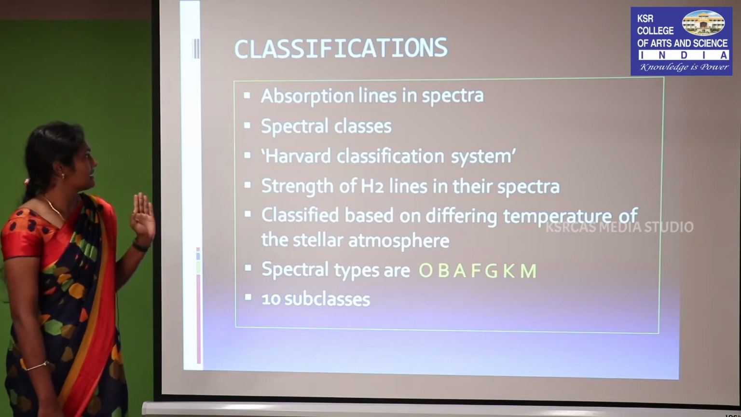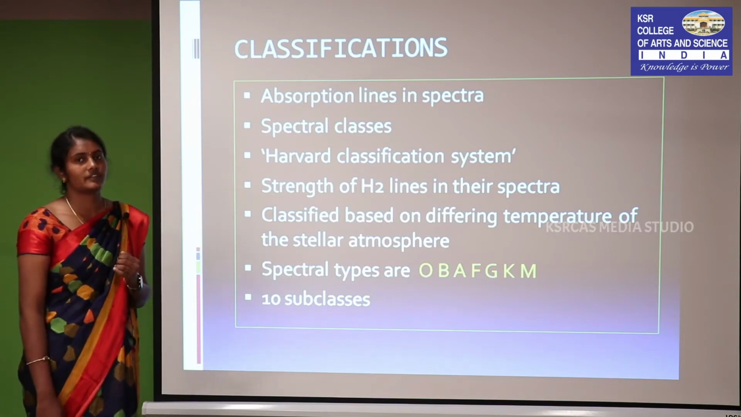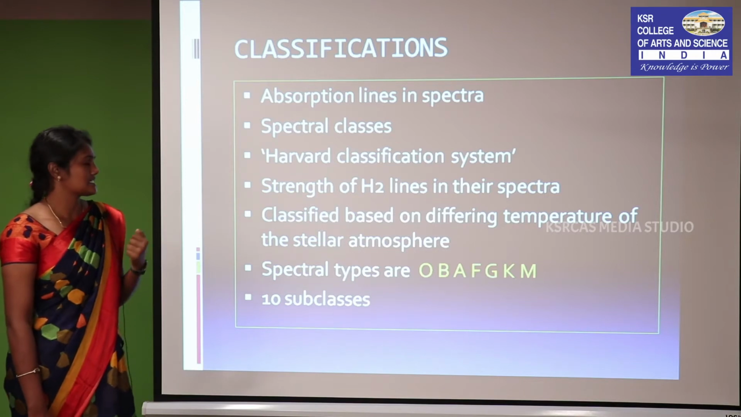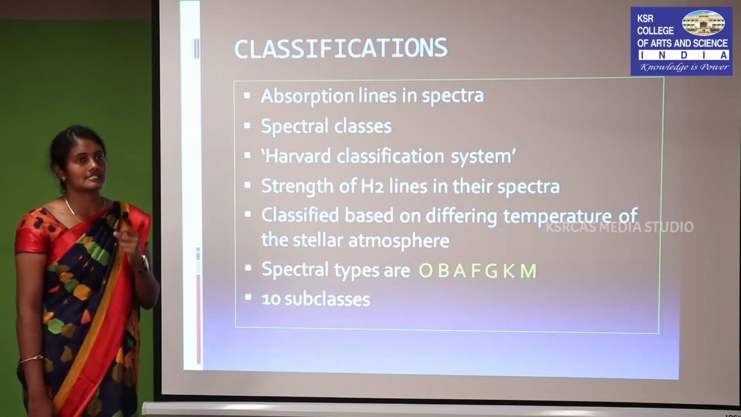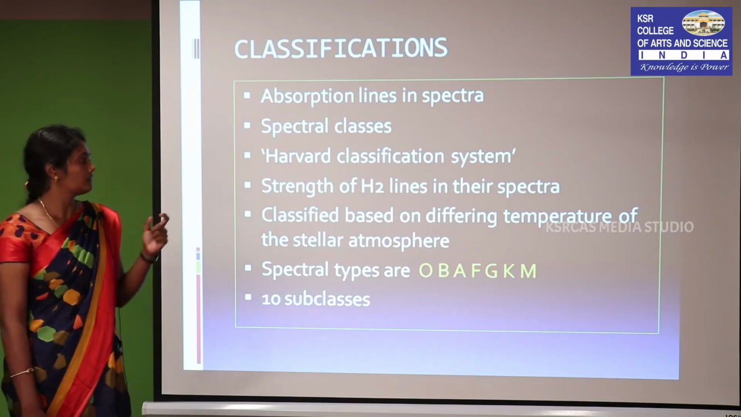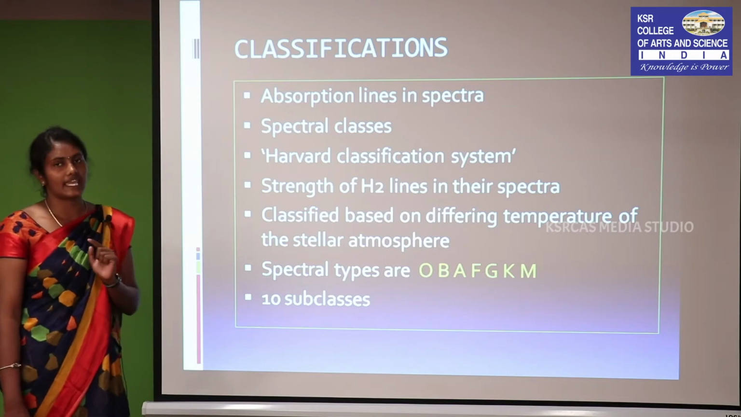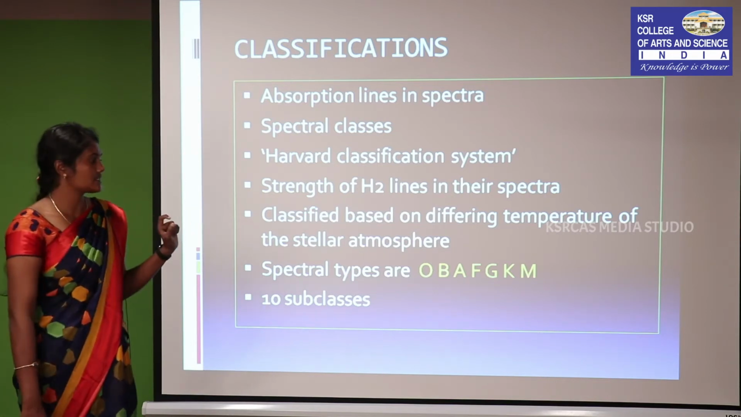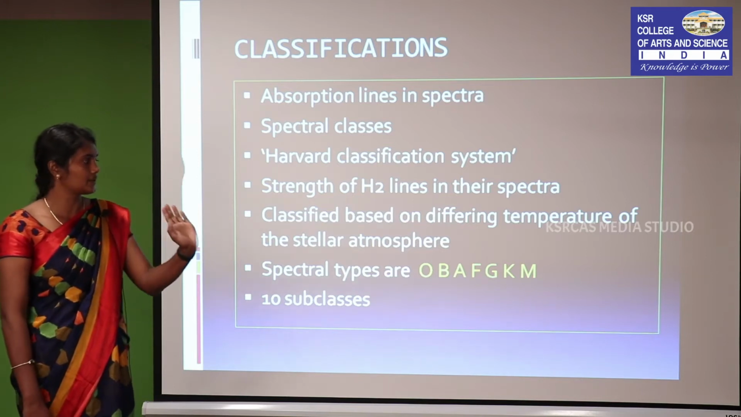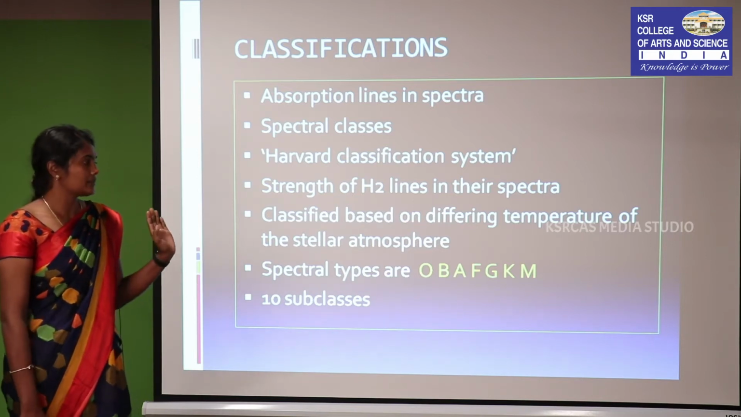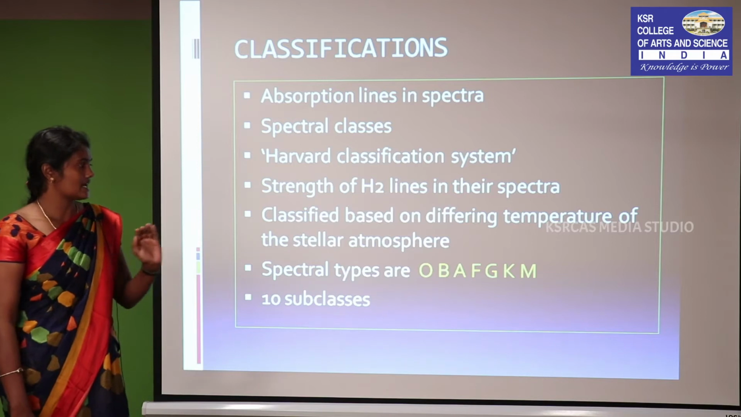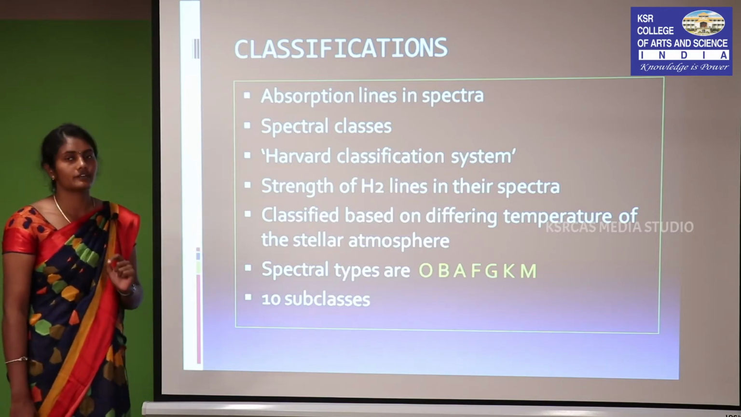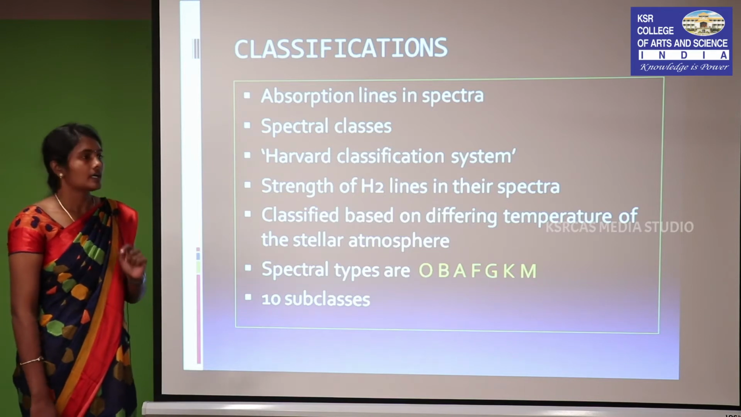The first classification system was proposed in the Harvard classification system. They classified the stars based on spectral lines of O, B, A, F, G, K, M. Of these, O is the hottest star, whereas M is the coolest one. In between, the stars vary based on temperature. In the case of O, the color of the star will be blue.